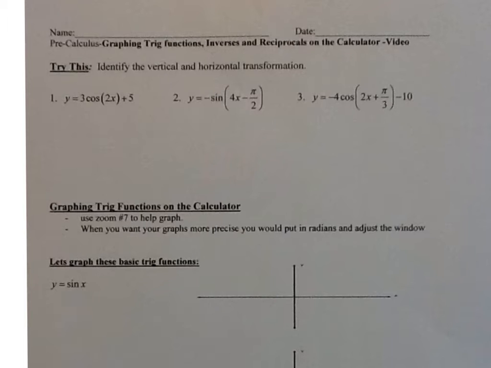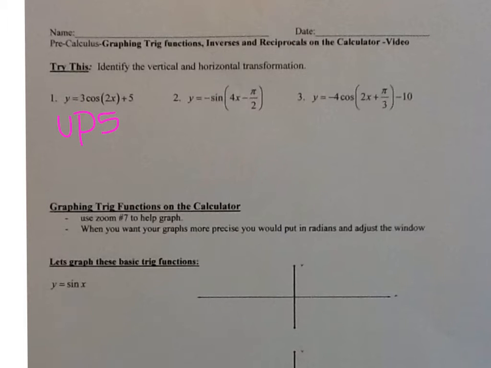Check your answers. Okay, so number one is y equals 3 cosine 2x plus 5. So there's no shift inside here because there's no plus or minus after the x. So there's no phase shift here. You have to have a plus or minus like number 2 and number 3 have here. So this has a vertical shift, the plus 5. So the plus 5 means that it's up 5.